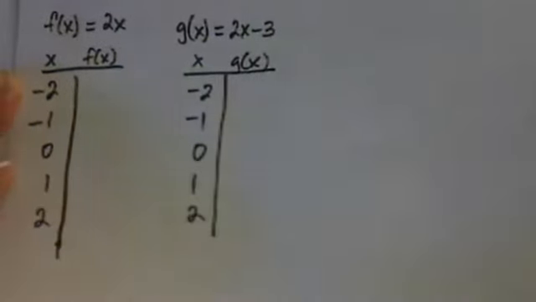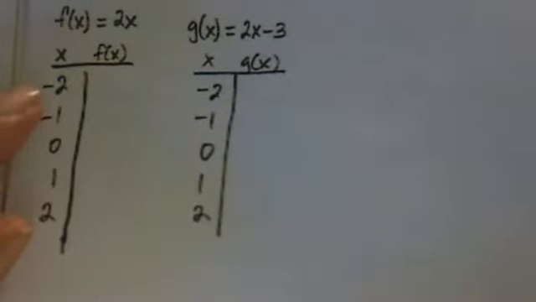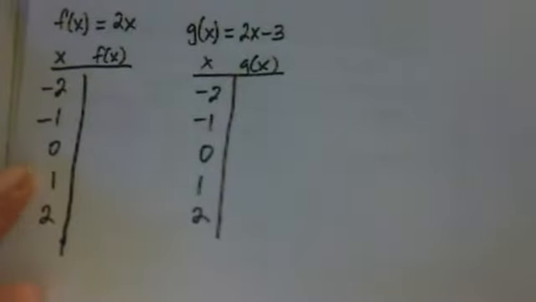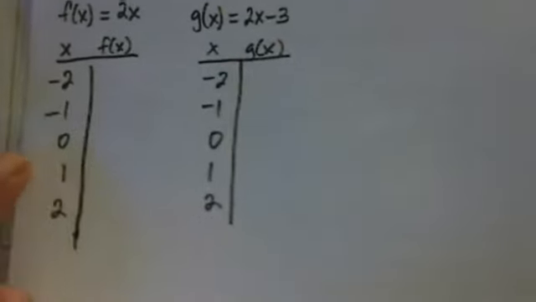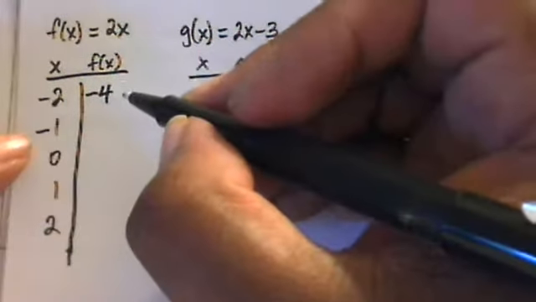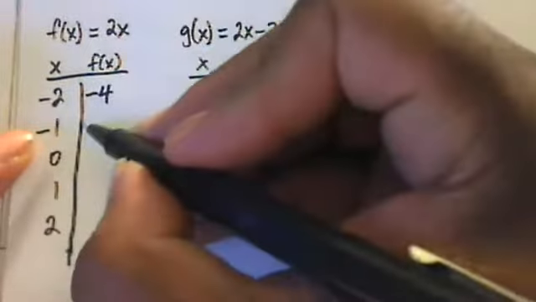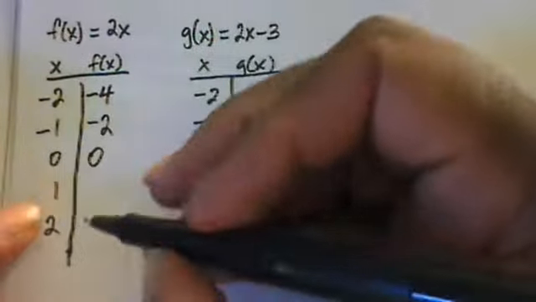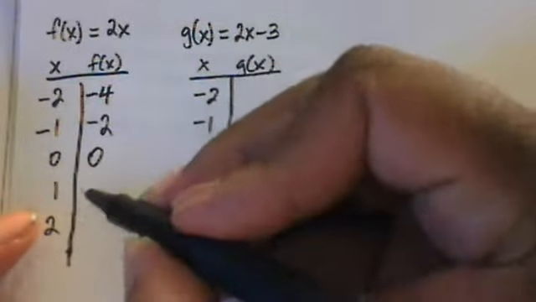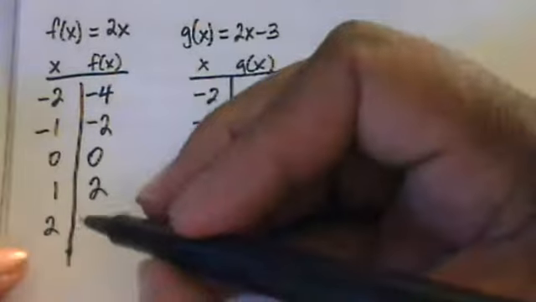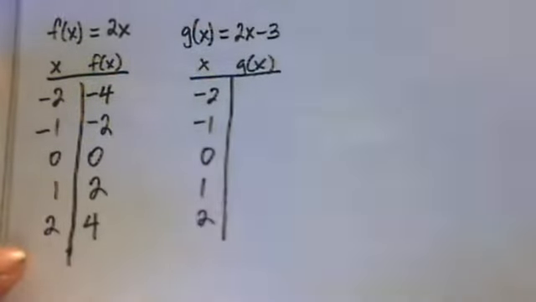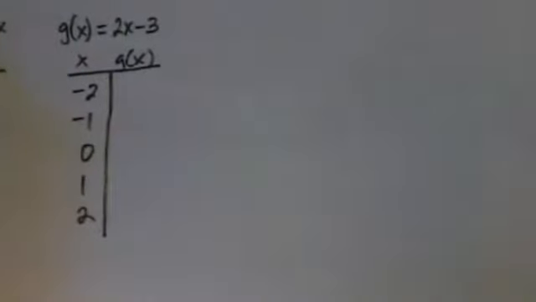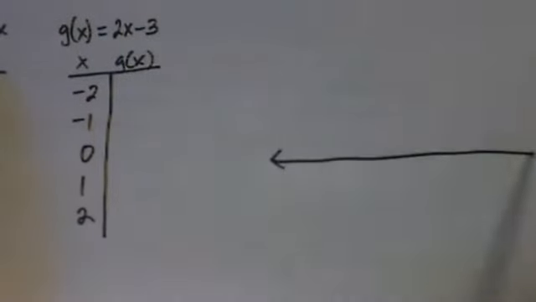Alright, let's start with f of x. Each x will be replaced with these x coordinates. So we're going to be doing 2 times whatever the x coordinate is. So if x is negative 2, 2 times negative 2 will be negative 4. And if x is negative 1, 2 times negative 1 will be negative 2. X is 0, 2 times 0 is 0. If x is 1, 2 times 1 will be 2. And if x is 2, 2 times 2 will be 4. Okay, so what I'm going to do here is draw a coordinate plane.